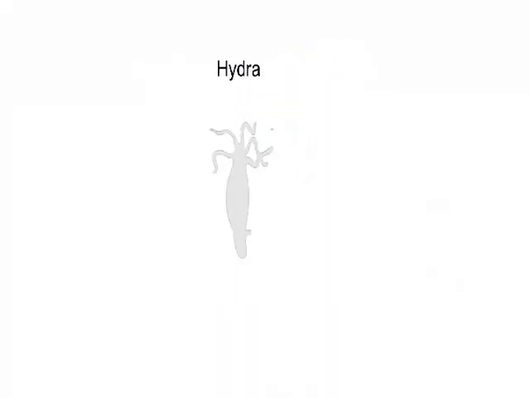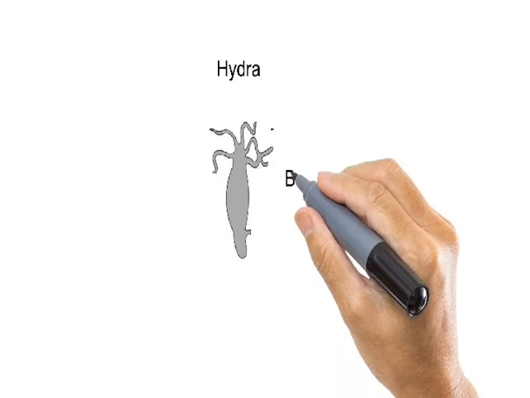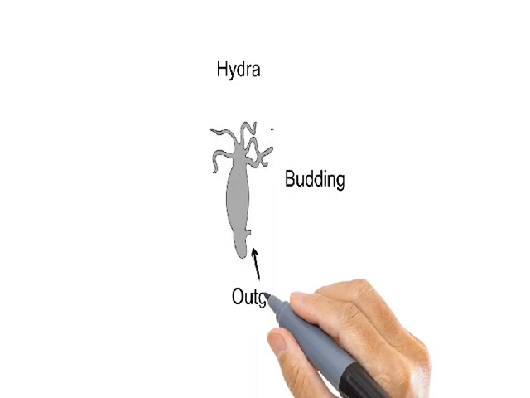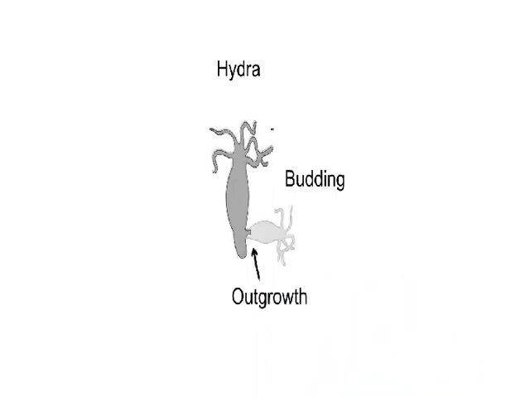Hydra, which is a very small freshwater organism, reproduces by budding. This organism first produces a very small outgrowth which gradually increases in size and finally gets detached from the original organism. So this process is nearly similar to budding in yeast. The only difference is that yeast is a unicellular organism and Hydra is a multicellular organism. So in the case of Hydra, the asexual structure is the bud.